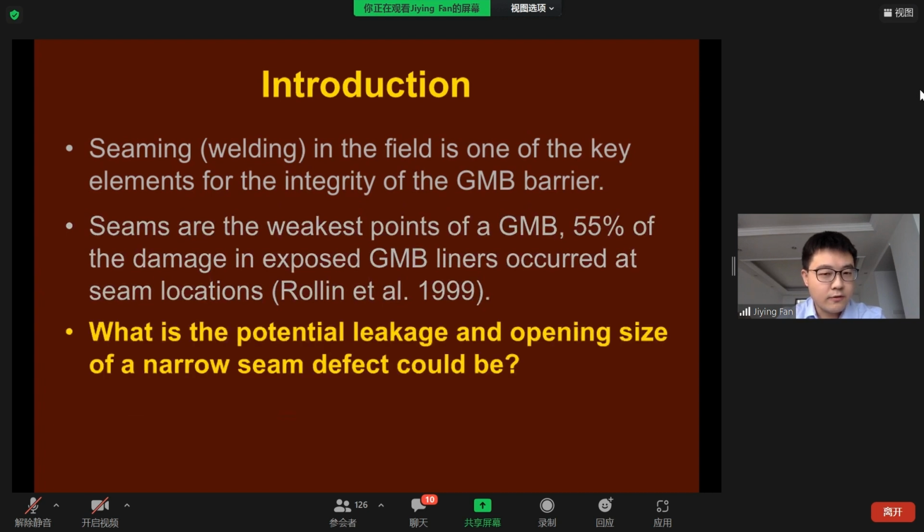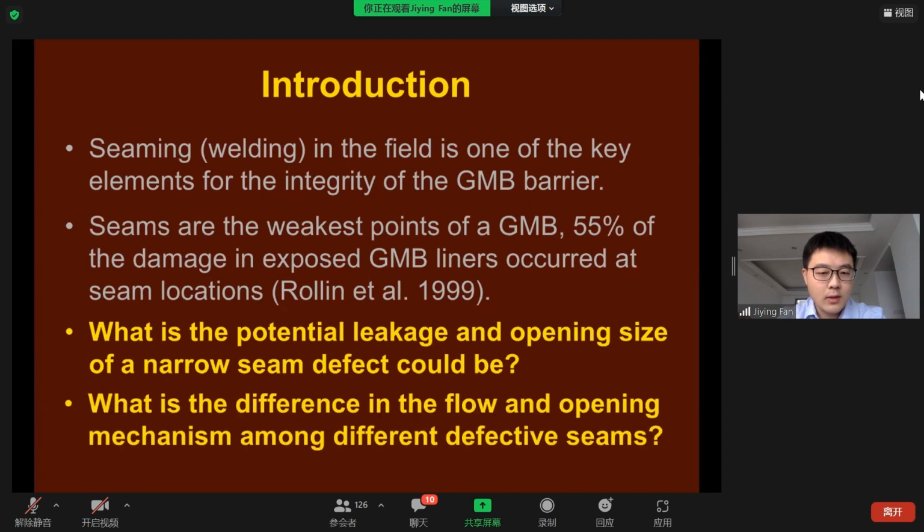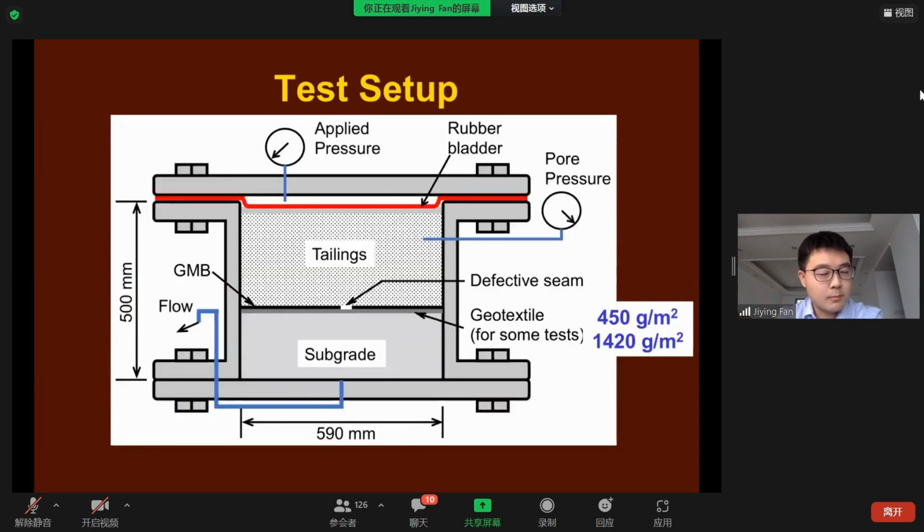Today's presentation, I'm going to focus on two questions. The first one is what the potential leakage and opening size of a narrow seam defect could be. The second one is what the difference in the flow and opening mechanism among different defective seams is. To answer those two questions, experiments are conducted.